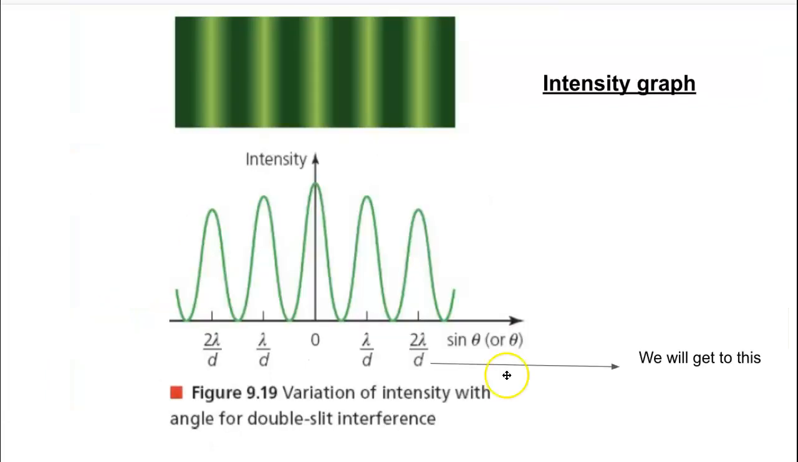And so on this graph, expressed on the x-axis, sine theta would be equal to lambda over d, or 2 lambda over d, etc. So it's just another way of writing that angle. It is sometimes expressed like this, though once again I repeat, it's usually a specific position, a distance.